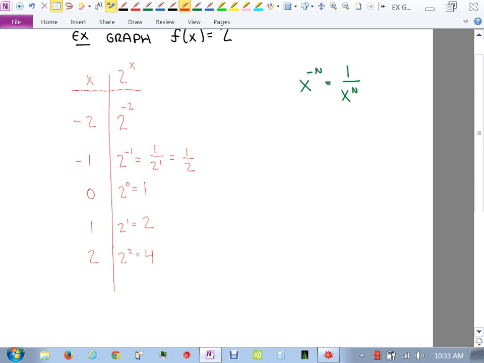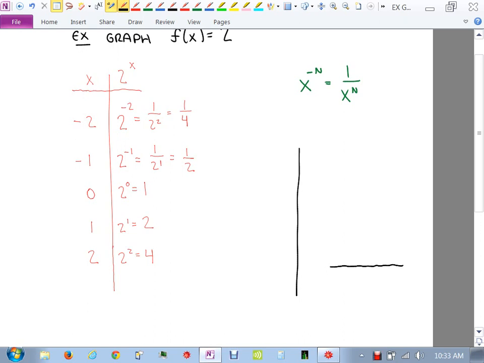2 to the -2 would be what? 1 over 2 squared, which is 1/4. Notice what's happening here is that no matter what number we plug in, we're always getting a positive number out, aren't we? No matter what. So let's see how our graph behaves then.